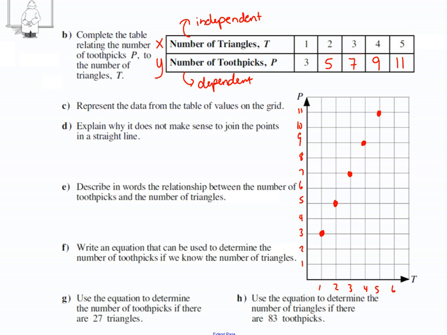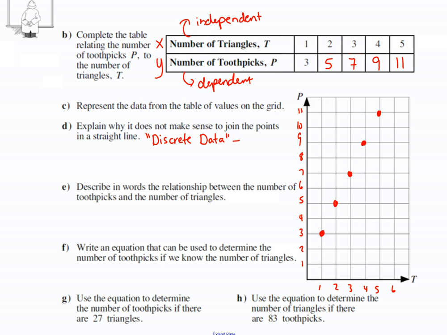Okay, explain why it does not make sense to join the points in a straight line. This is what we were talking about before. Why does it not? There's no partial triangle and there's no partial toothpick. So this is an example of what we call discrete data.